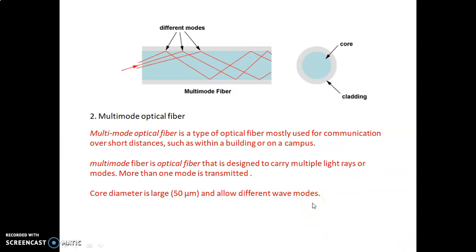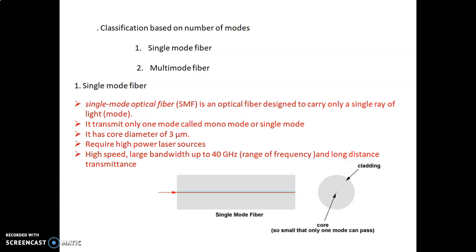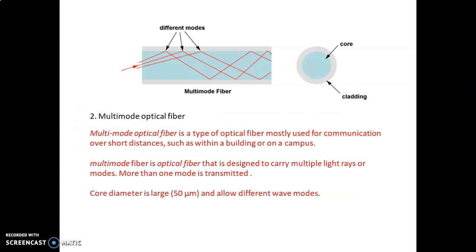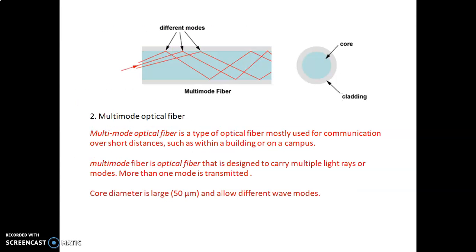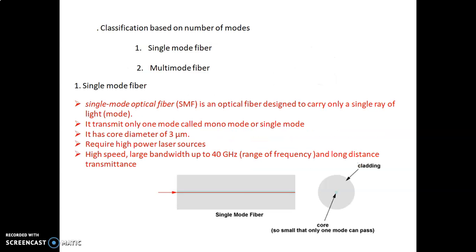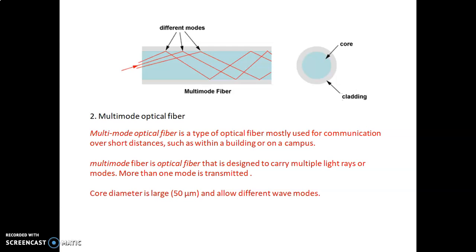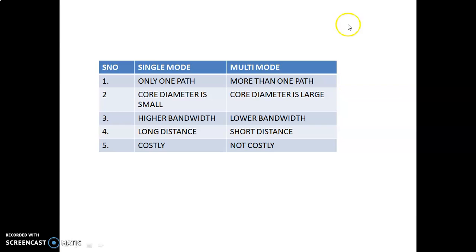So you can see the difference between single mode and multi-mode. Single mode core diameter is smaller, whereas multi-mode core diameter is higher. In single mode only one ray is carried, but in multi-mode different rays are carried. Single mode is used in long distance communication, while multi-mode is used in short distance communications. Just see, single mode, core diameter is smaller; multi-mode, core diameter is larger.